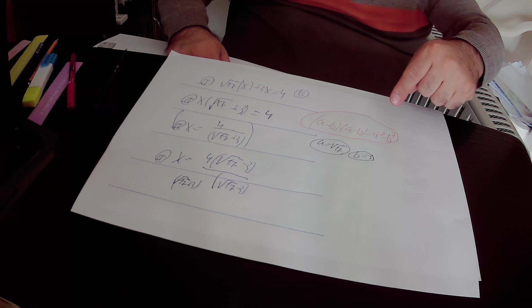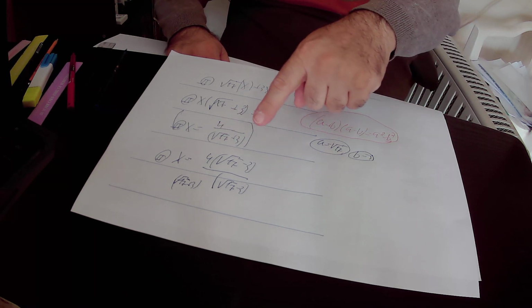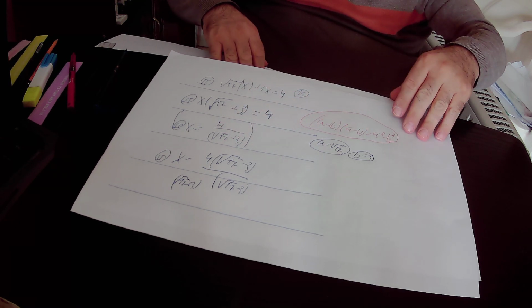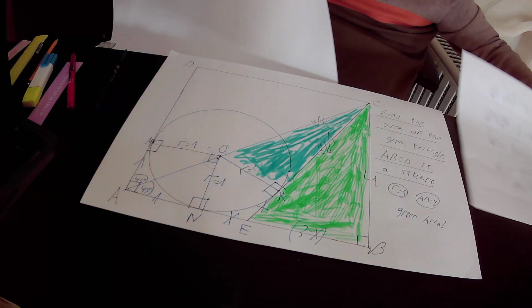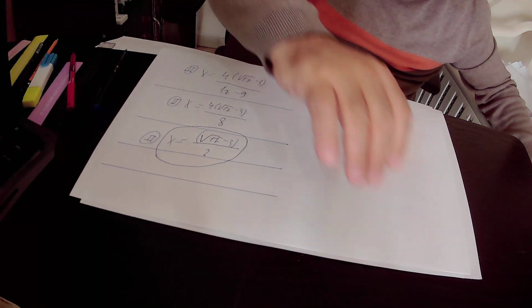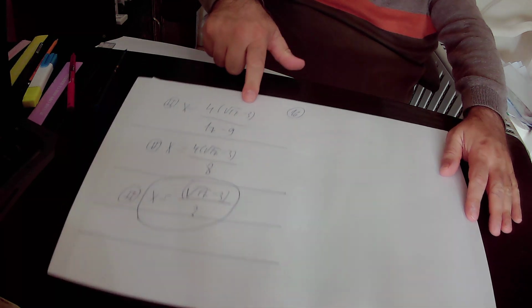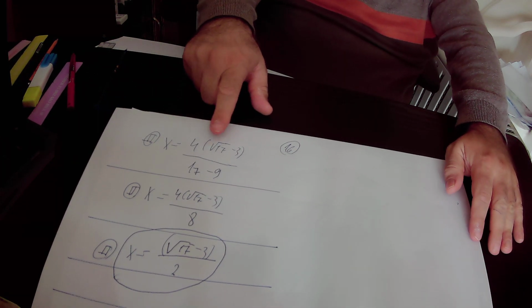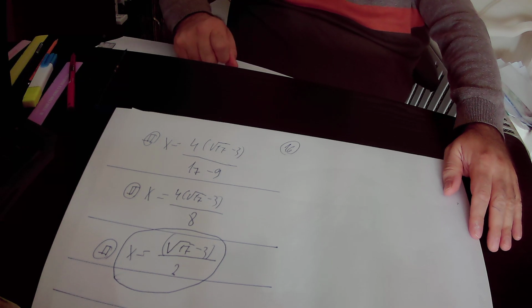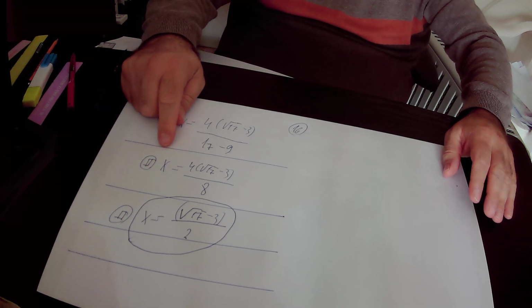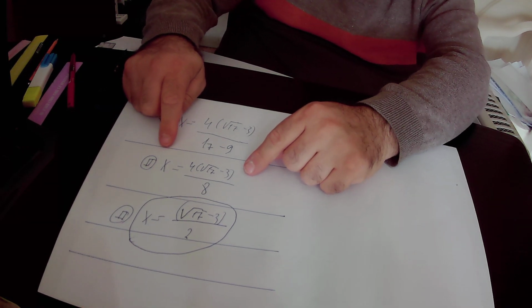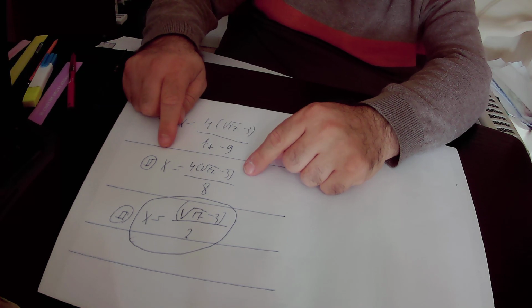So in conclusion, we get that this expression equals 17 minus 9. So in conclusion, we got that x equals 4 times square root of 17 minus 3 over 17 minus 9. 17 minus 9 is 8. So in conclusion, we got that x equals 4 times square root of 17 minus 3 over 8.